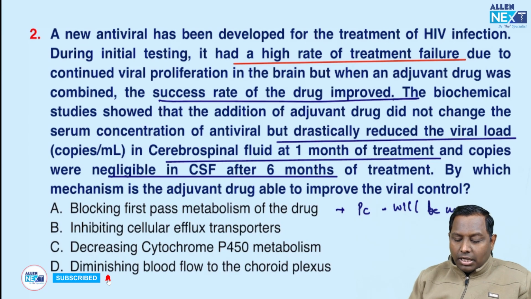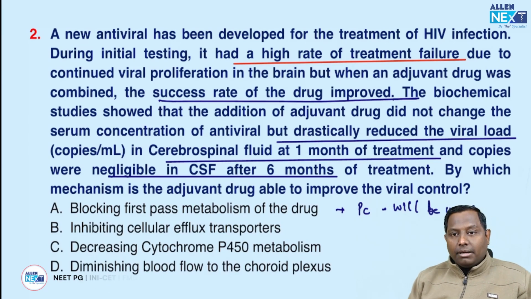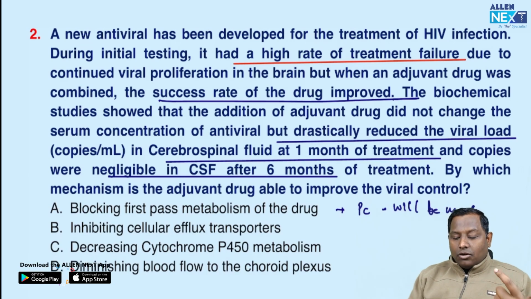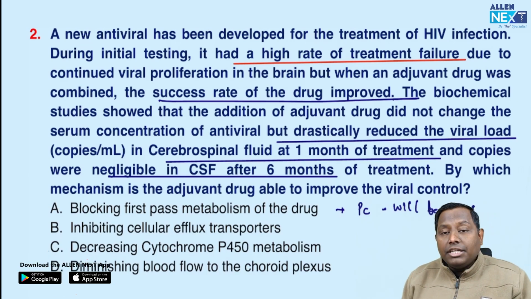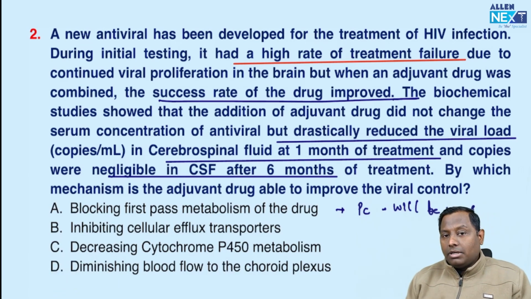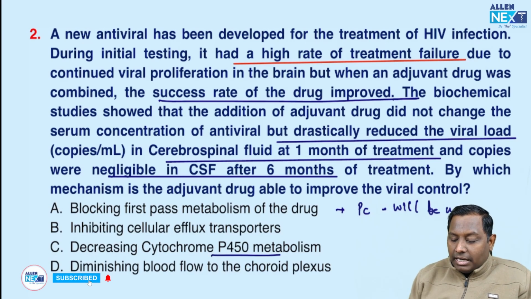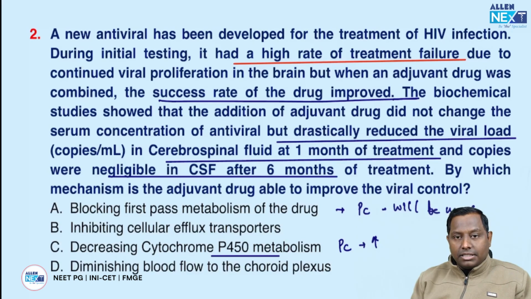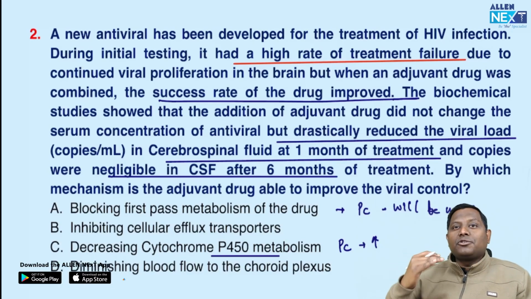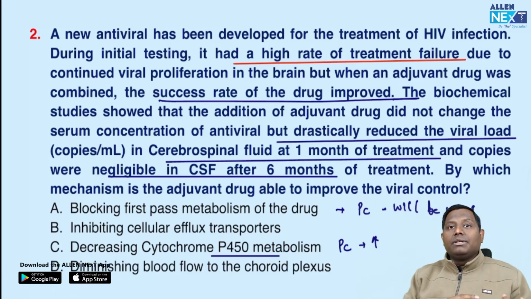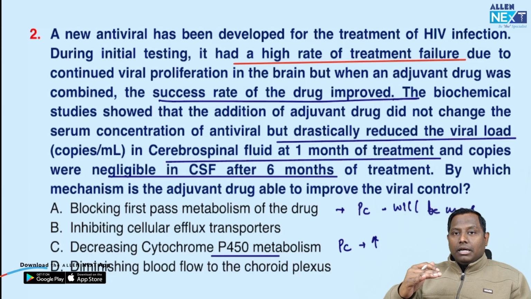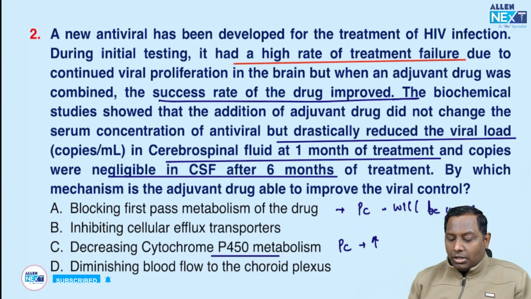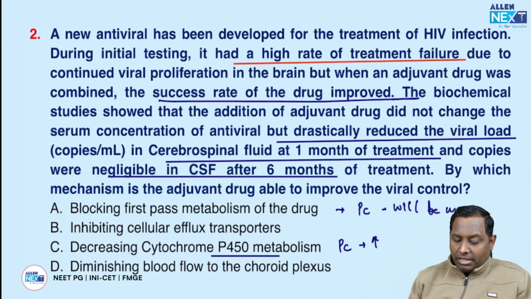Let's see the other option. Decreasing cytochrome P450 metabolism. What is cytochrome P450? It is the microsomal enzyme present in the liver. If cytochrome P450 metabolism decreases, if you inhibit the microsomal cytochrome P450 metabolism, that means drug inactivation will be low, and this condition will also increase the plasma concentration. If the new drug slowed down metabolism, the plasma concentration should increase because it inhibits metabolism. But the question says it is not decreasing metabolism.